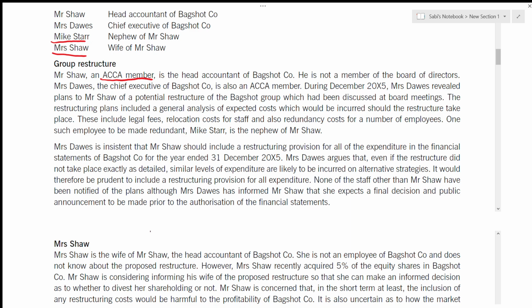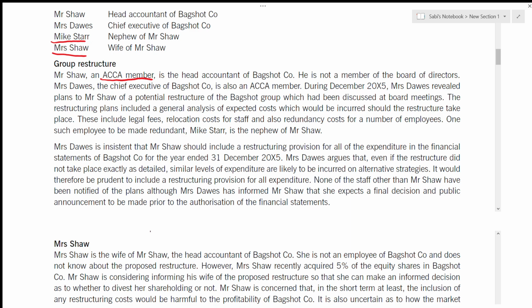Not a member. Mrs. Dawes is the chief executive of Backshot Company, and is also an ACCA member. During December 2005, Mrs. Dawes revealed plans to Mr. Shaw for a potential restructure of the Backshot Group, which has been discussed at board meetings. The restructuring plans included a general analysis of expected cost, which would be incurred should the restructure take place. This includes legal fees, reallocation cost for staff, and also redundancy cost for a number of employees.